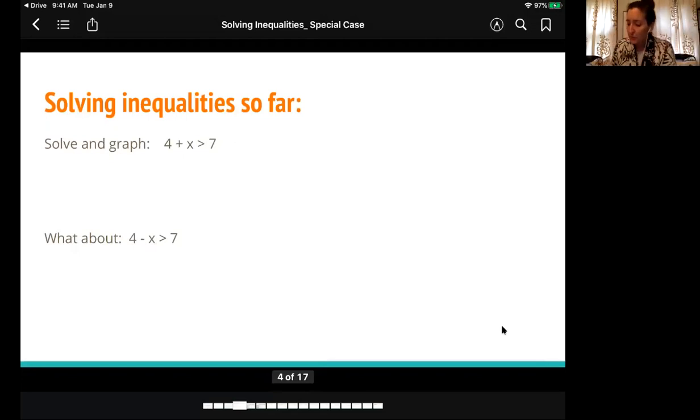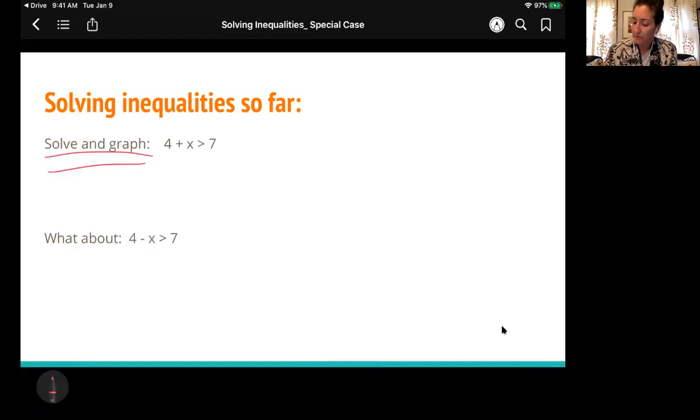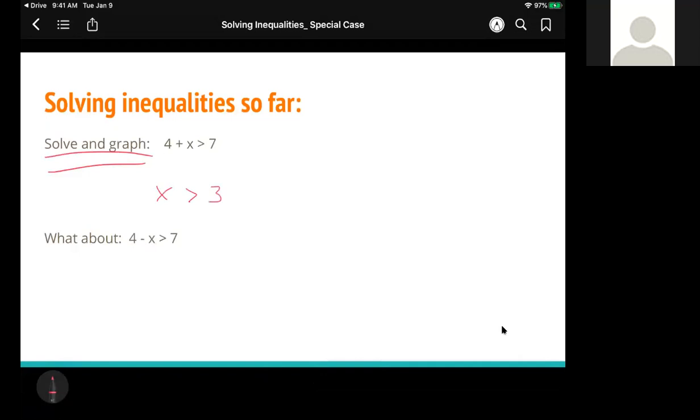All right. So we have for our solution for this first inequality, what did people say the solution was to this inequality? This guy, solve and graph. What would your answer be? X is bigger than 3. Yep. X is greater than 3.